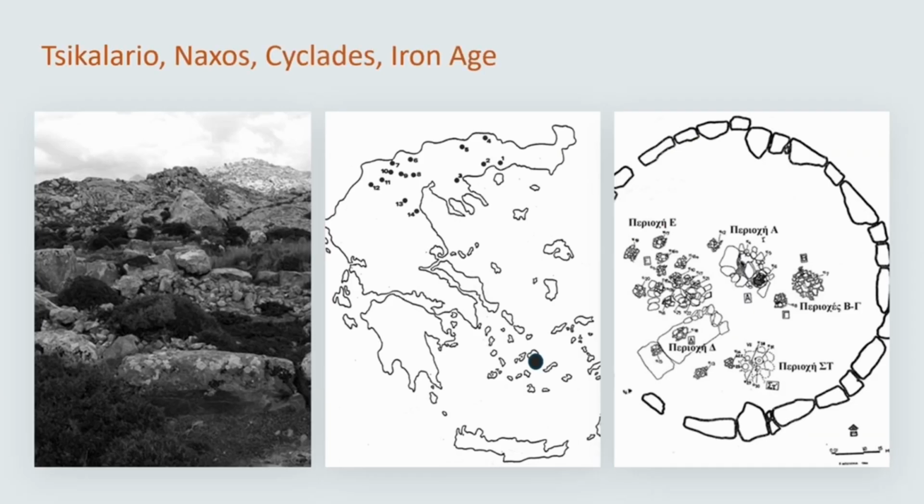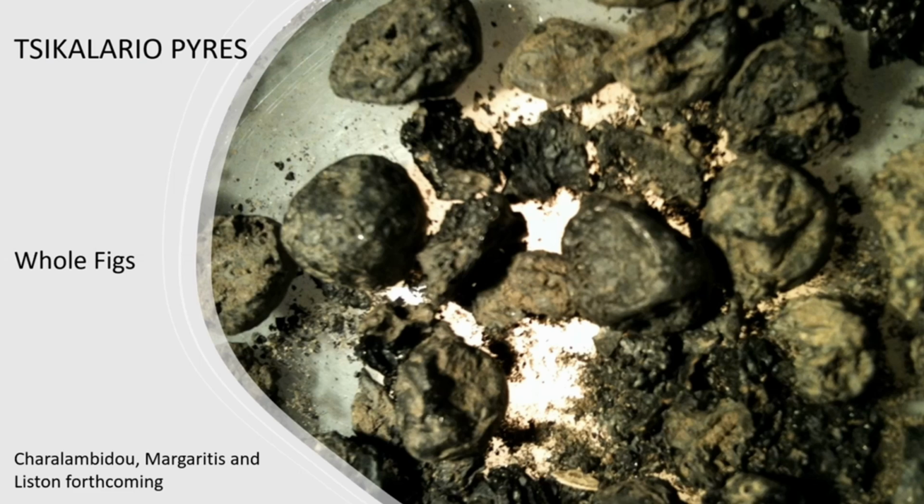The final funerary example that I'm going to talk about is the site of Cicalario at Naxos in the Cyclades, where you have these circular structures, and inside you have a lot of burials and cremations.